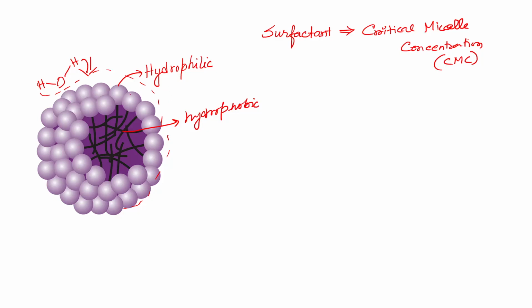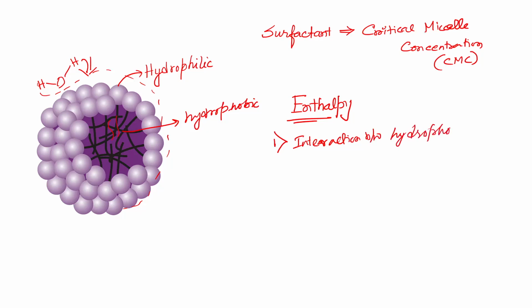Now, let's focus on the enthalpy first. Whatever happens depends on two kinds of interaction. First, as the hydrophobic chains come very close, the interactions between the hydrophobic chains are one of the parameters. They decide what kind of interactions and what kind of restrictions there are. Depending on that, the enthalpy will change.